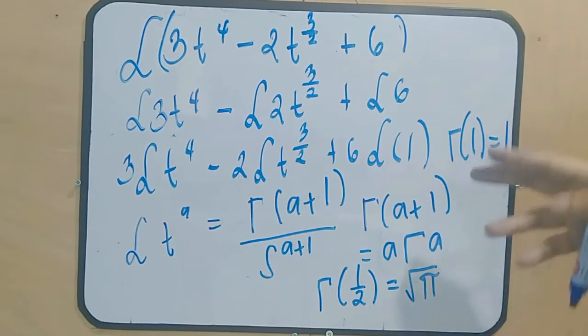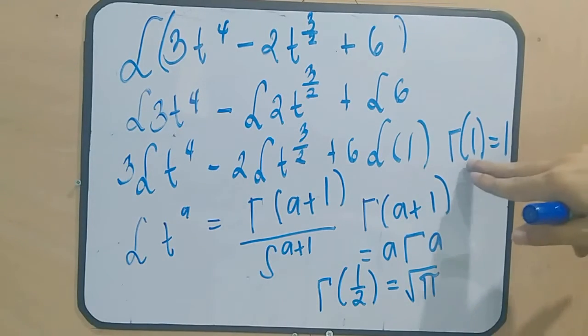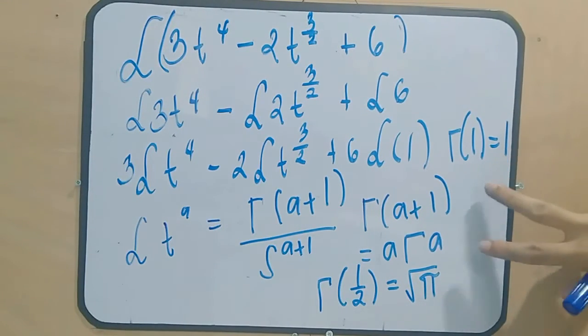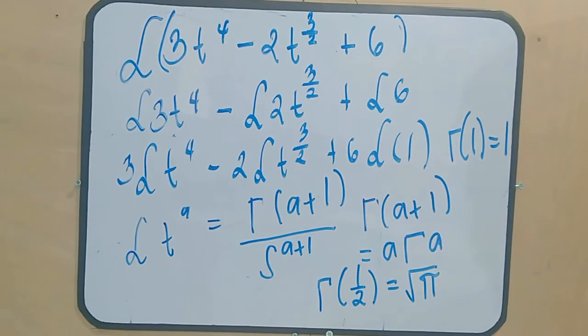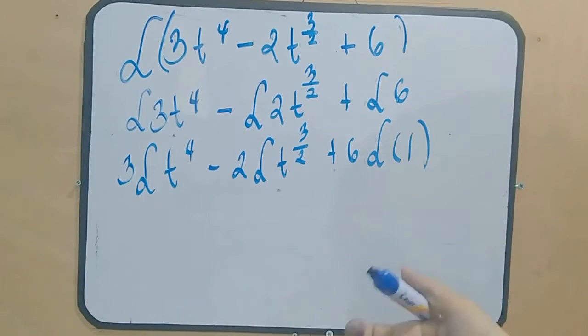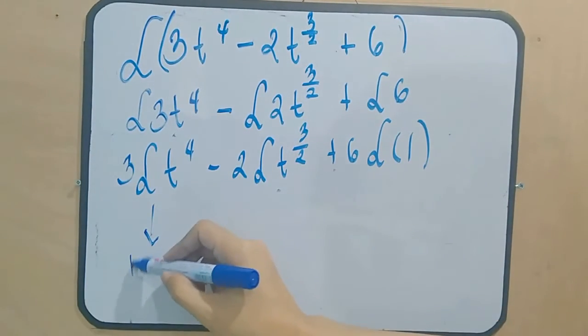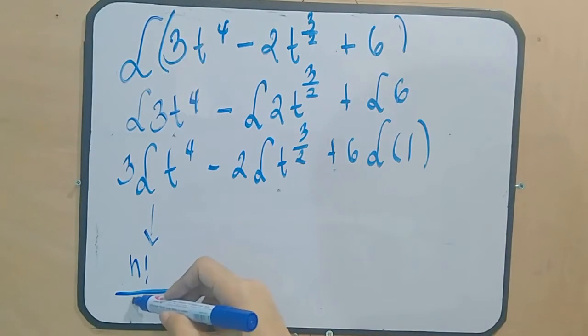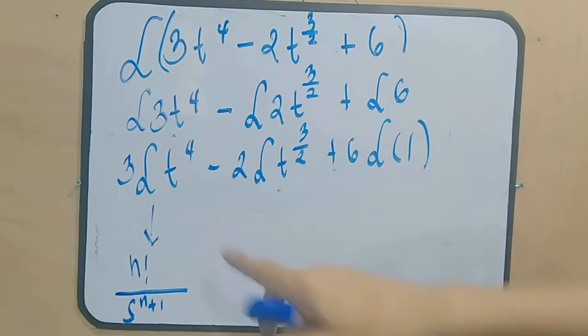Okay? Now here, i-break down natin siya dito. Gamma 1/2 is equal to square root of pi. Then gamma 1 is equal to 1. So i-apply natin siya dito guys sa problem natin here. Since dito, yung exponent ay pwede siyang maging fraction. Now ito guys, ang formulang gagamitin natin. So kakalabasan niya, if this is your function, yung formula na, we have here n factorial all over s raised to n plus 1. So ito yung gagamitin natin formula here.